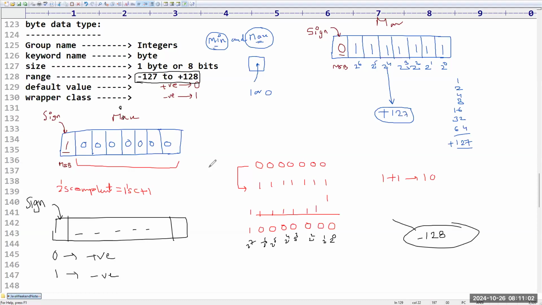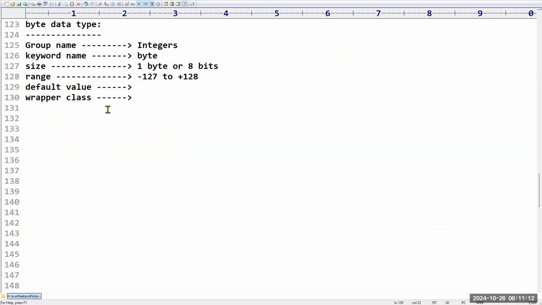Sir, for every data type, do we need to remember like this? No need to remember. In Java, the range also need not be remembered. I will show you how to calculate. Sir, what about the default value? It comes under which data type? Integer, right? For integer, what is the default value? Default value is always 0 because it comes under the integer category.